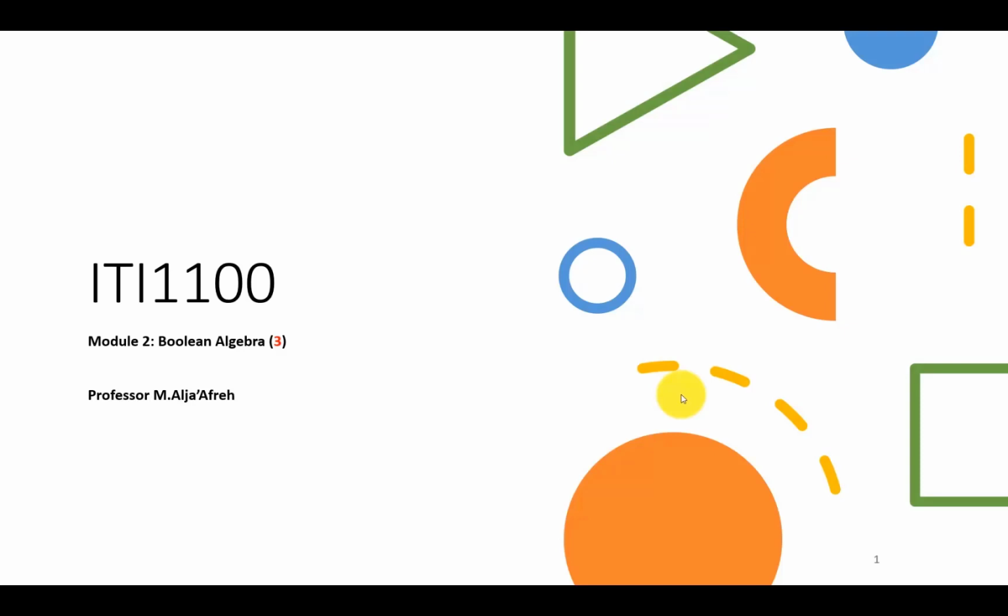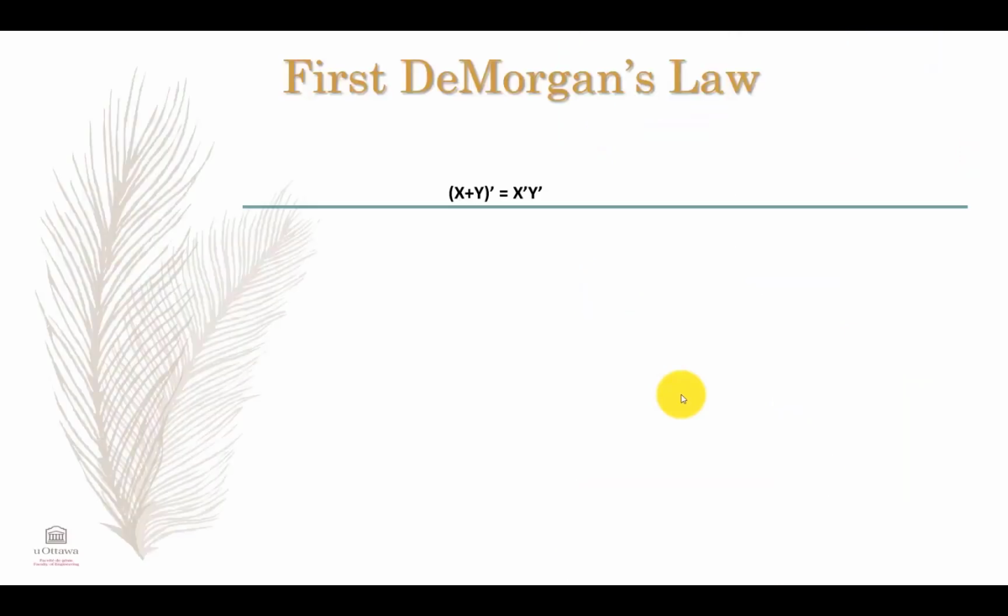Today, we will finish together the whole content of Module 2. So let's get started. So previously, we have covered most of the Boolean algebraic postulates as well as theorems that are used to simplify any Boolean expression.